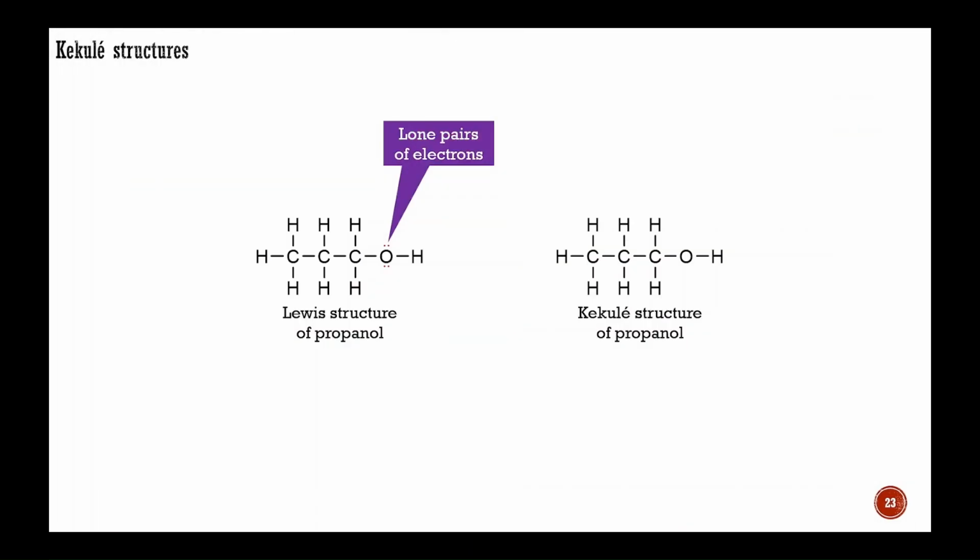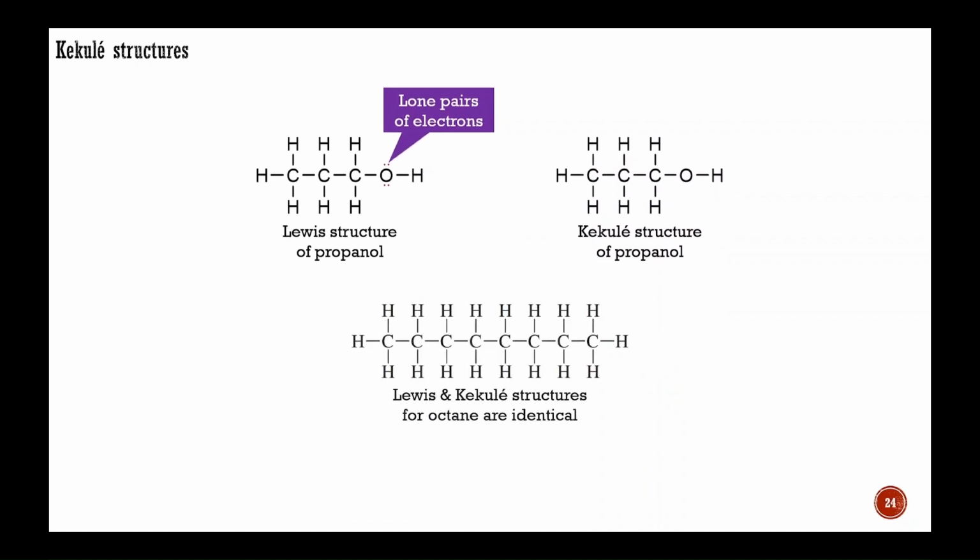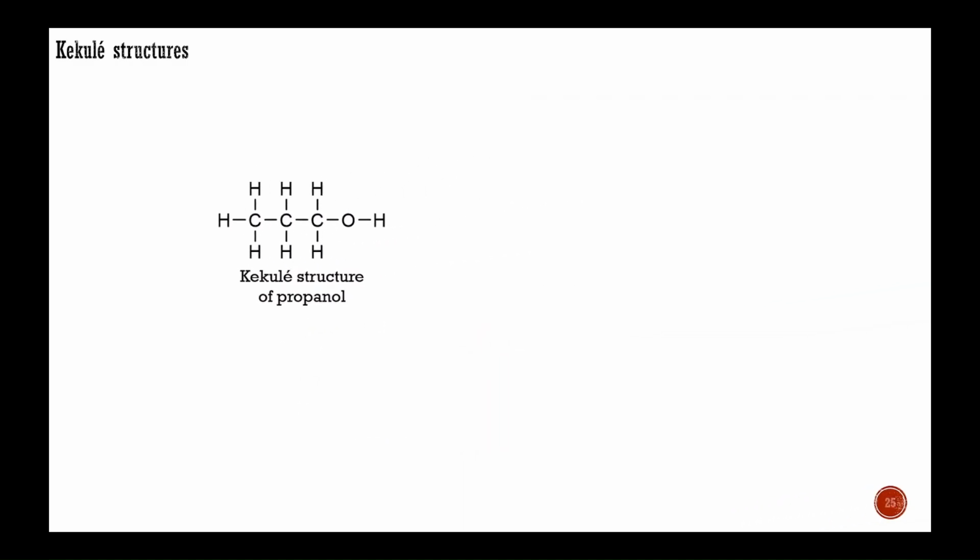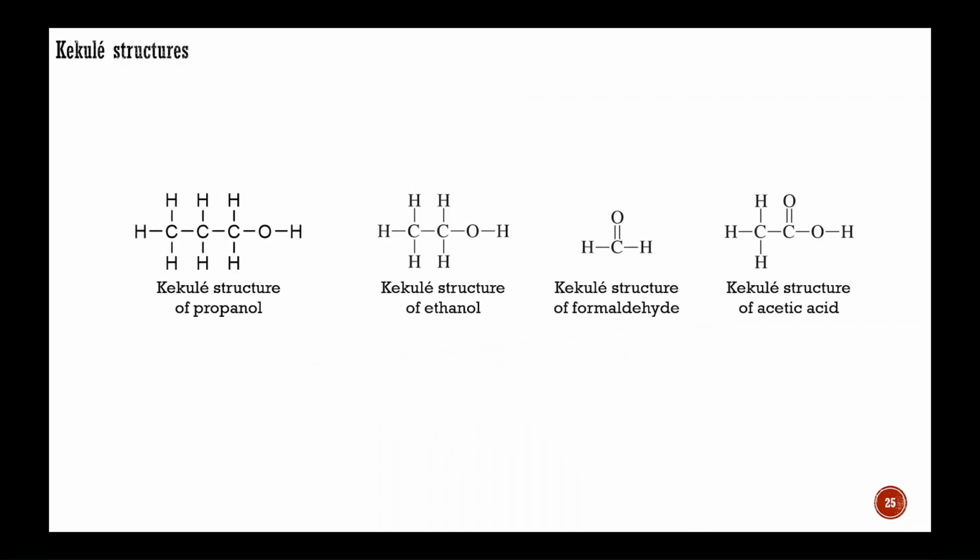Now, let's have a look at Kekulé structures, which are similar to Lewis structures except that they do not show lone pairs on heteroatoms. For molecules that contain no lone pairs, such as octane, the Lewis and Kekulé structures are identical, as demonstrated below. Please note that most of the structures you have seen so far are Kekulé structures. The Kekulé structures for several familiar organic molecules, such as propanol, ethanol, formaldehyde, and acetic acid, are shown here.